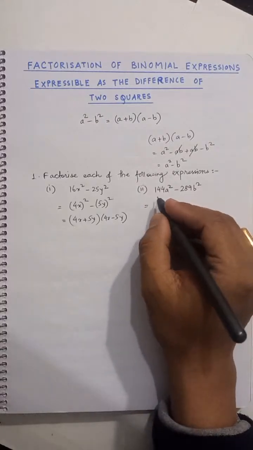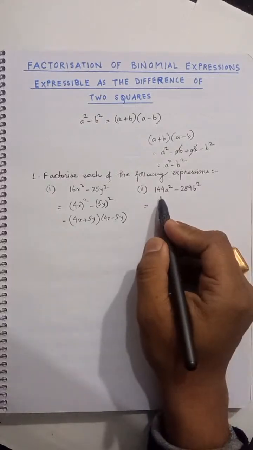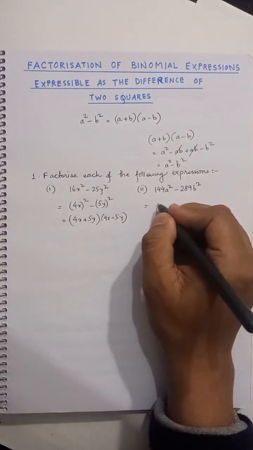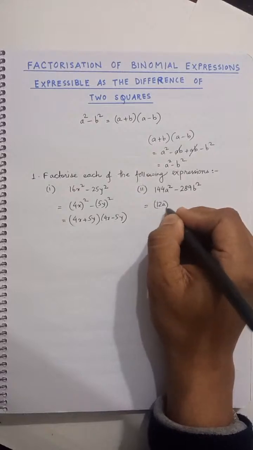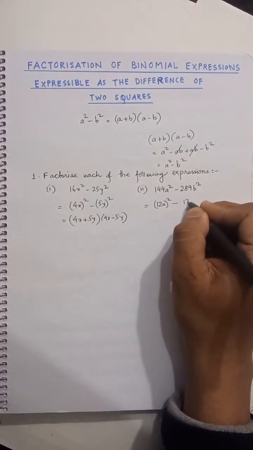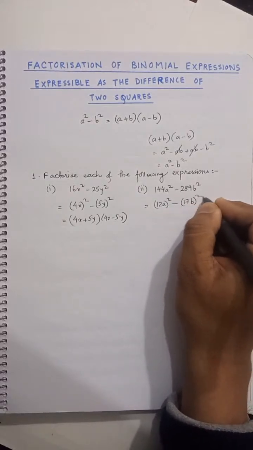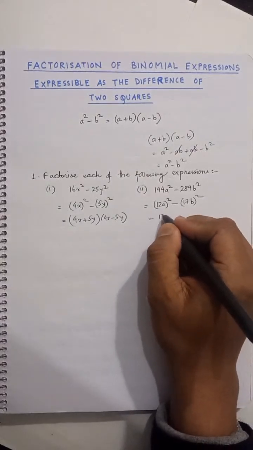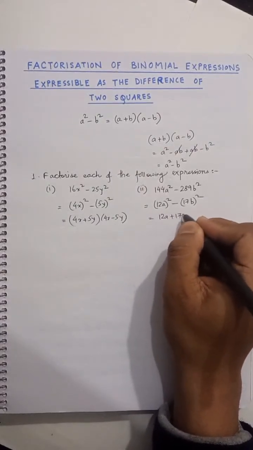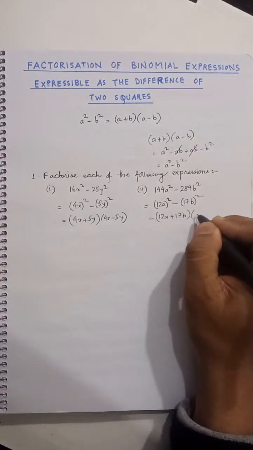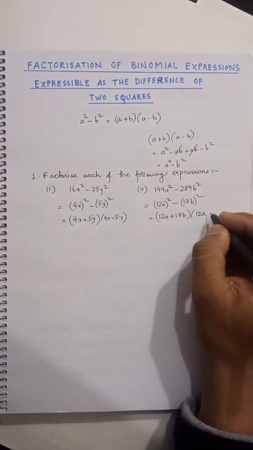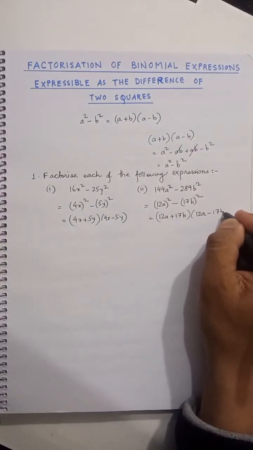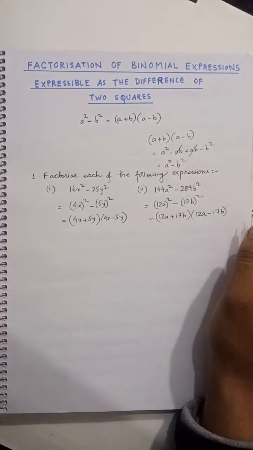So 144 again is the square of 12. We'll express this as 12a whole square minus 17b whole square. So our answer will be 12a plus 17b and 12a minus 17b. So this is our solution.